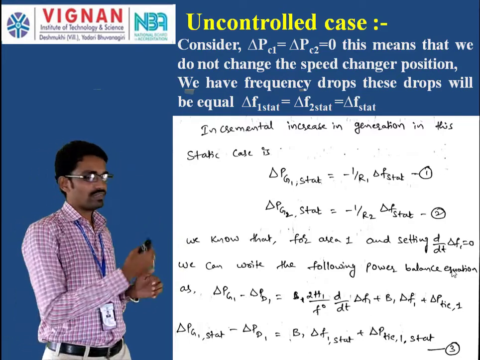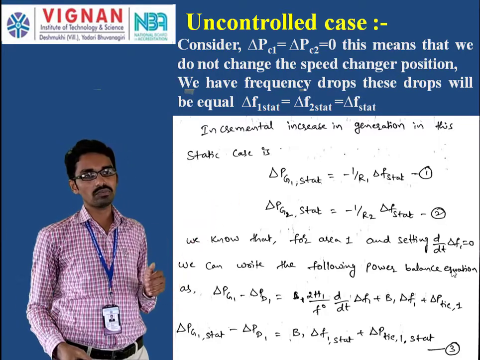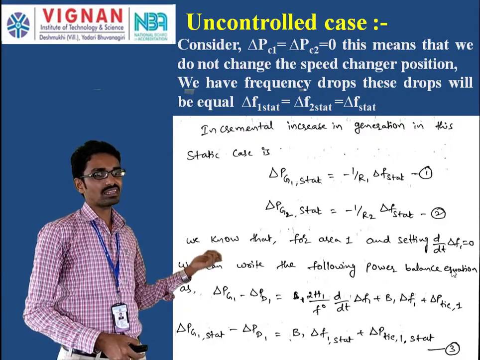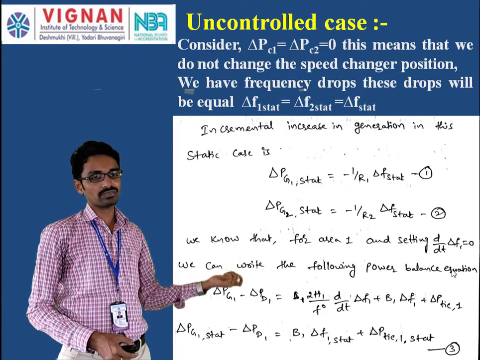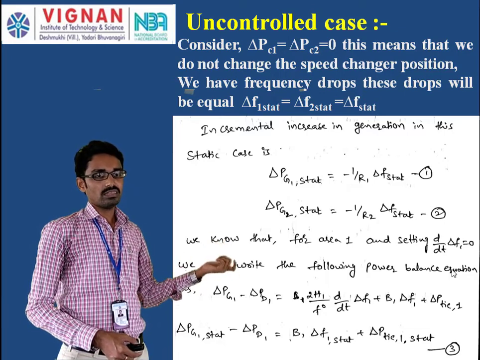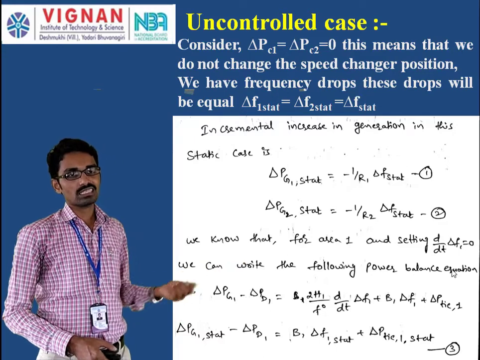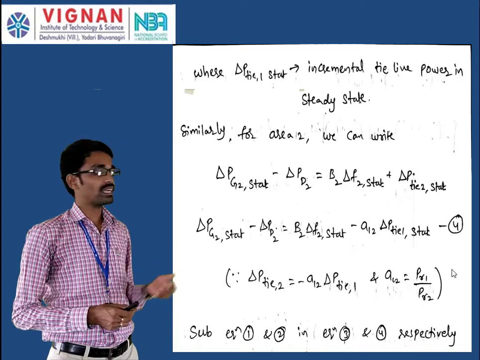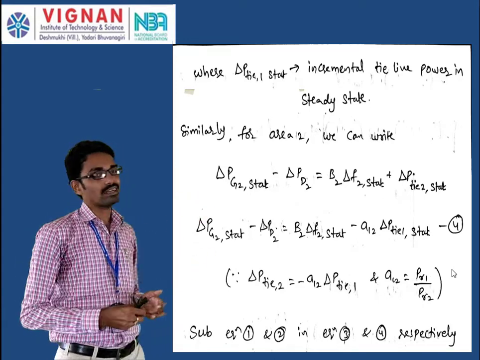If I substitute d by dt of delta f equal to 0 in the whole power balance equation, then we get delta Pg1 static minus delta Pd1 equal to P1 delta f1 static, or f static, you can consider, because f1 static and f static are the same. Then plus delta P tie1 static value. Let us consider this as equation number 3. Delta P tie1 static is nothing but the incremental tie line power in steady state.